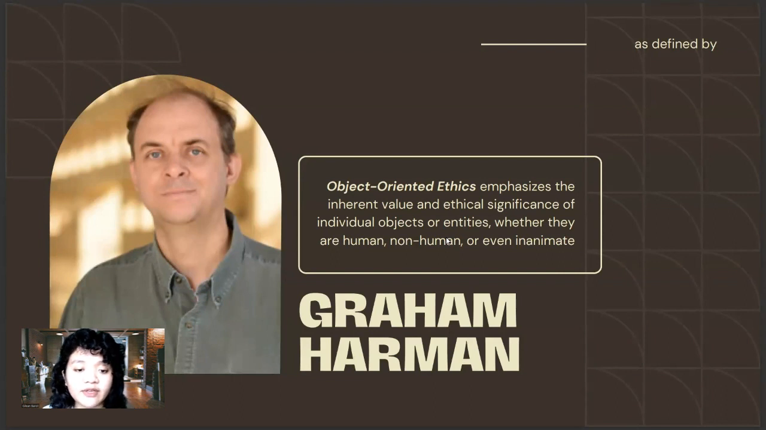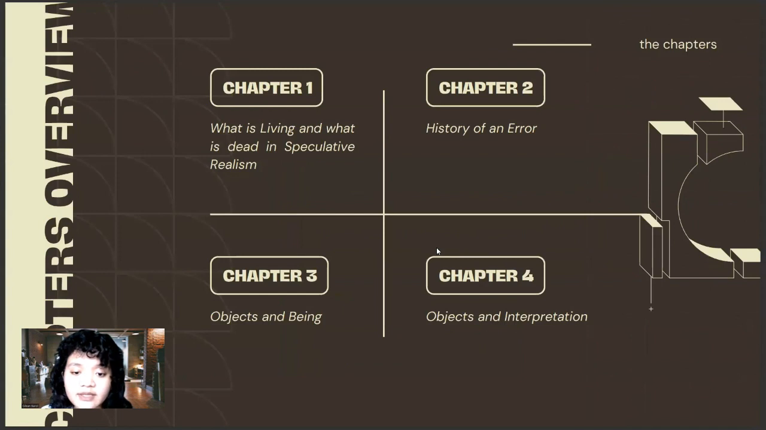Now, before delving into the first chapter, let us take a look at all the other chapters for this reading. The first chapter is entitled What is Living and What is Dead in Speculative Realism. Chapter 2, Being: History of an Error. Chapter 3, Objects and Being. And the last chapter, bearing the title Objects and Interpretation.